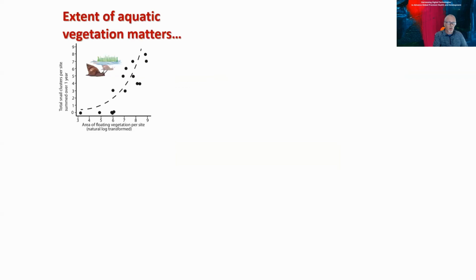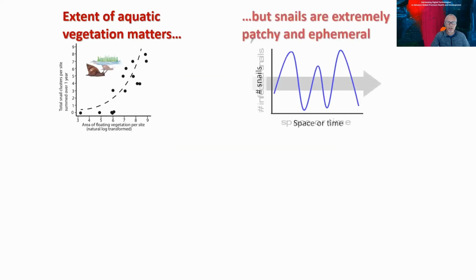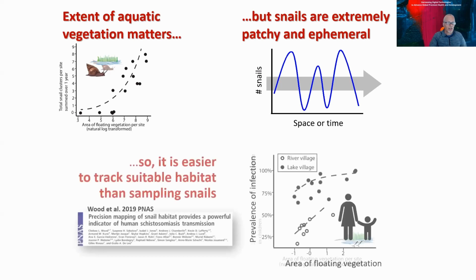So the extent of aquatic vegetation matters. The more aquatic vegetation, the more snails and snail clusters we found. We confirmed that these habitats are extremely patchy and ephemeral. They fluctuate in time a lot. And in fact, it's much more efficient to understand the potential risk of transmission by tracking suitable habitat, which we can spot from the drone imagery, than by sampling snails as we did site by site.